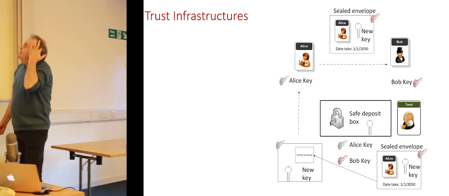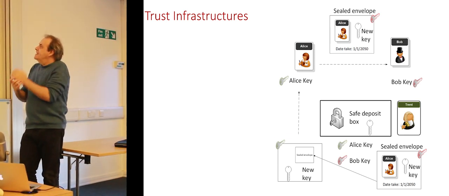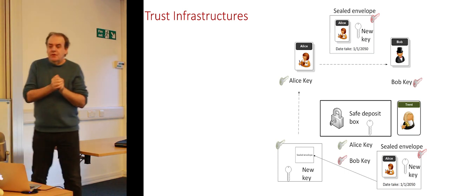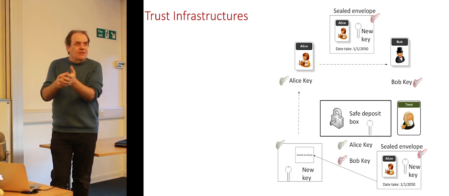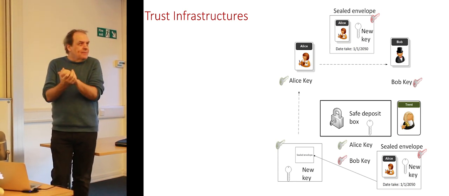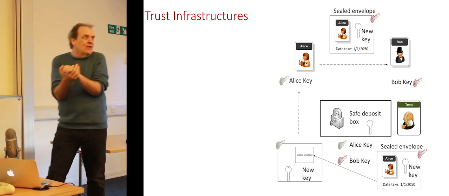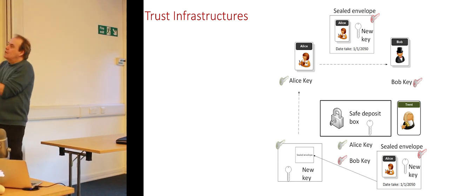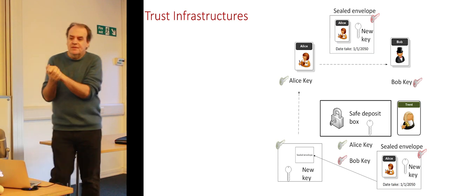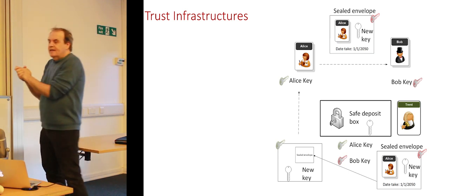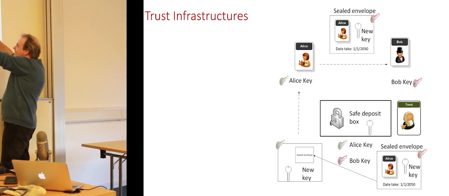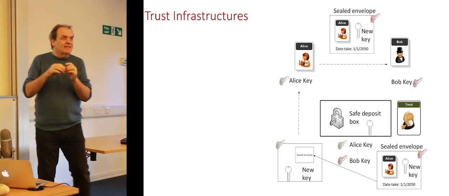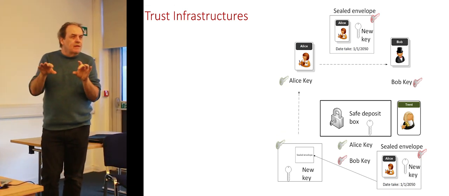And basically, it's a bit like having a safe deposit box. So you register your key with your trust server, and they will keep your key secure for you. When you want to then create a connection with Bob, Bob has also created his safe deposit box, and you can then create a new key which is sealed, that you should be using only to connect to Bob.